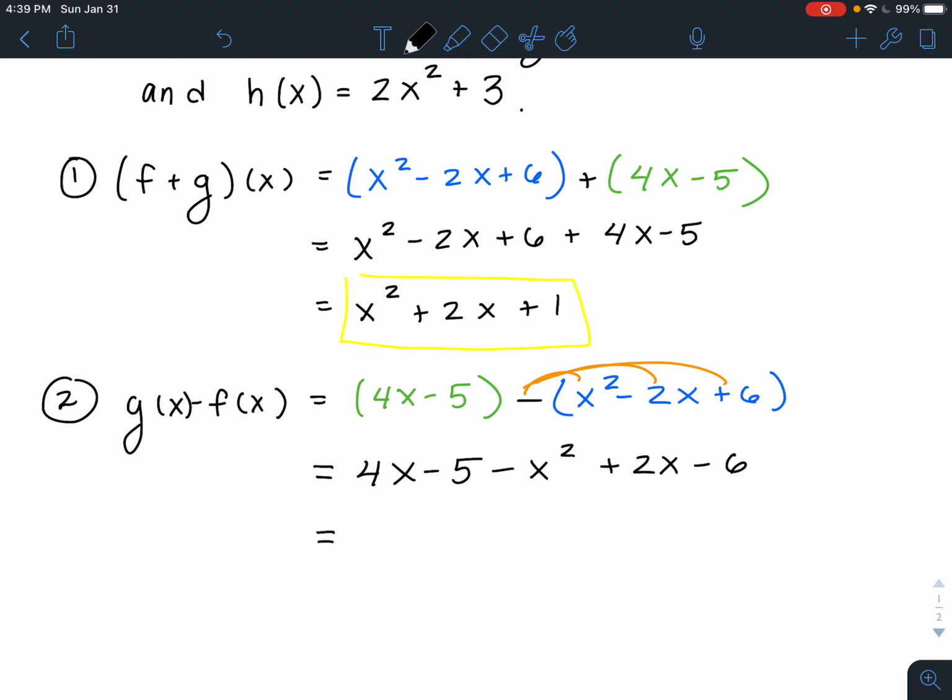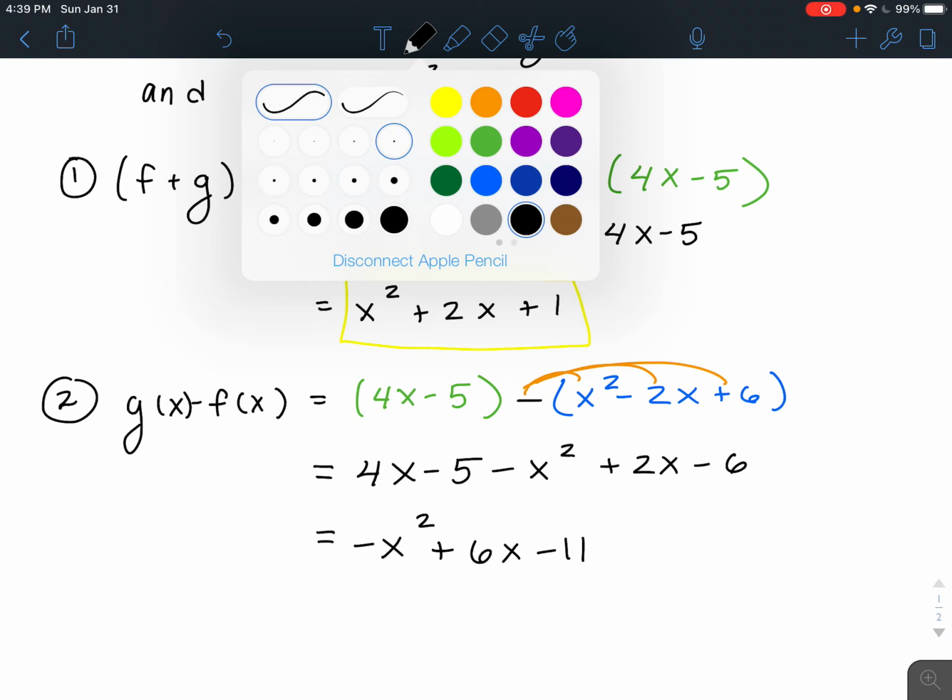I distribute the negative. And then I always like to write mine in descending order. So my highest power is 2, and I have negative x squared. And then 4x plus 2x is going to give me 6x. And negative 5 minus 6 is negative 11.